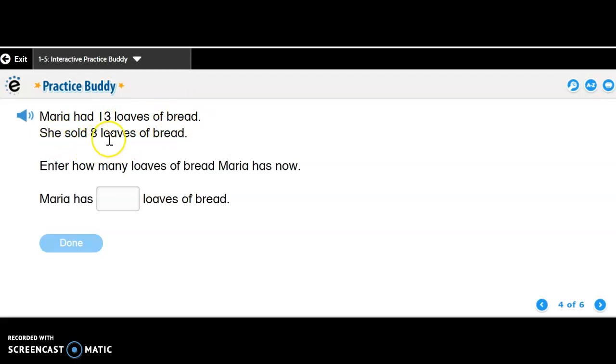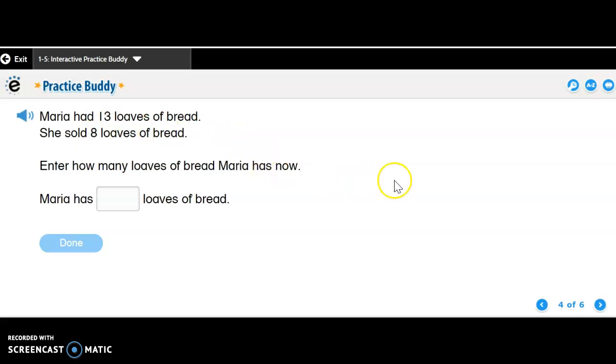Next page. Maria had 13 loaves of bread. She sold 8 loaves of bread. How many loaves of bread does Maria have now? Okay, so how many does she have now? I like to think about that real quick and picture it in my head. So if Maria's holding 13 loaves of bread, she's got her arms full, doesn't she? And she's selling 8 of them. Does that mean that she's giving them away and getting rid of those pieces of bread? Or is she taking more and stacking more into her arms? She's selling them. She's giving them away. So we know it's going to be 13 take away 8.